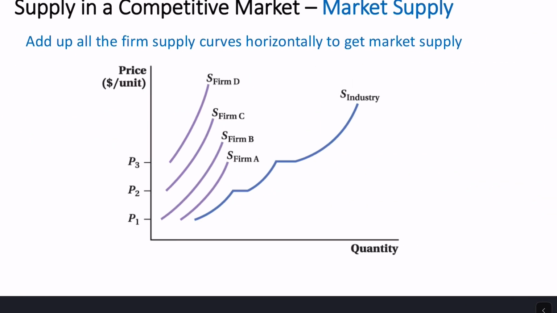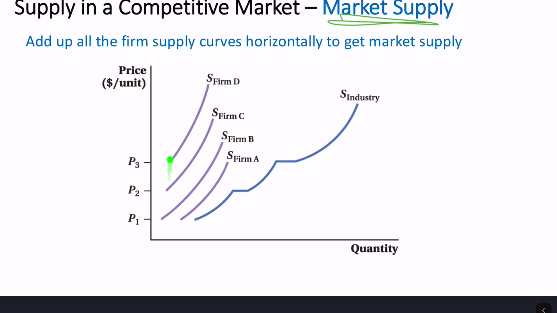Now, to get the market supply curve, we need to add up all those individual firm supply curves from the previous graph. We're going to add these up horizontally to get market supply. So imagine we have different marginal cost curves for different firms: firm A, firm B, firm C, firm D. The supply curve for firm A comes from their marginal cost, the supply curve for firm B comes from their marginal cost, etc. What this firm A supply curve tells you is that at price 1, they want to sell that quantity. For firm B, at price 1, they want to sell that quantity.